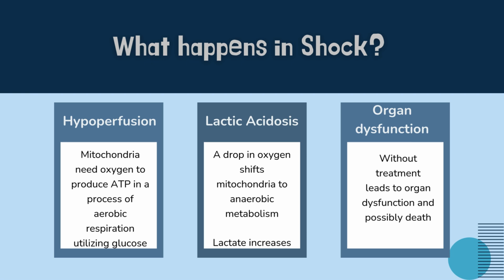But here's the catch. Anaerobic metabolism makes a byproduct called lactate. As lactate builds up in the blood, it makes the blood more acidic. This is lactic acidosis. That's why when we see high lactate levels in shock, it tells us that the tissues aren't getting enough oxygen and the cells are struggling to keep up.